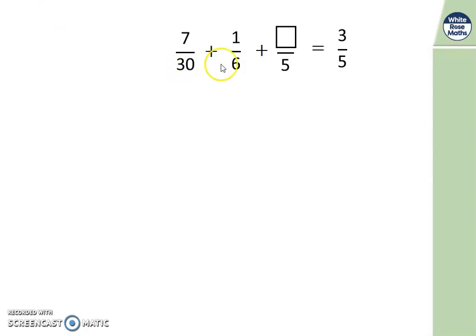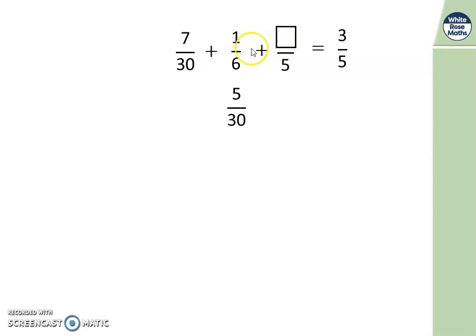Here we've got fractions to add together that make 3/5, but we don't know what this one is. Is the rule any different? No, we still need to find common denominators, and that's our starting point. What will they all go into? You should have noticed they'll all go into 30. How many 6's go into 30? 6 times 5 makes 30, so we times the numerator by 5, and that's 5/30.